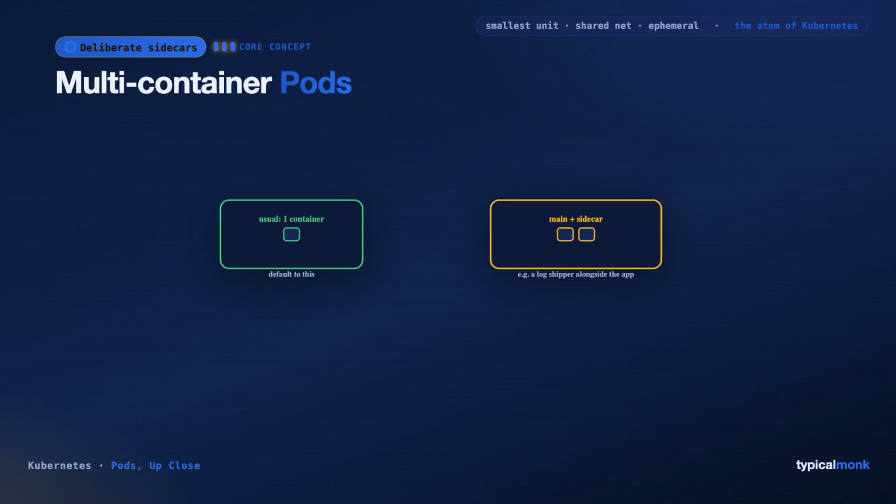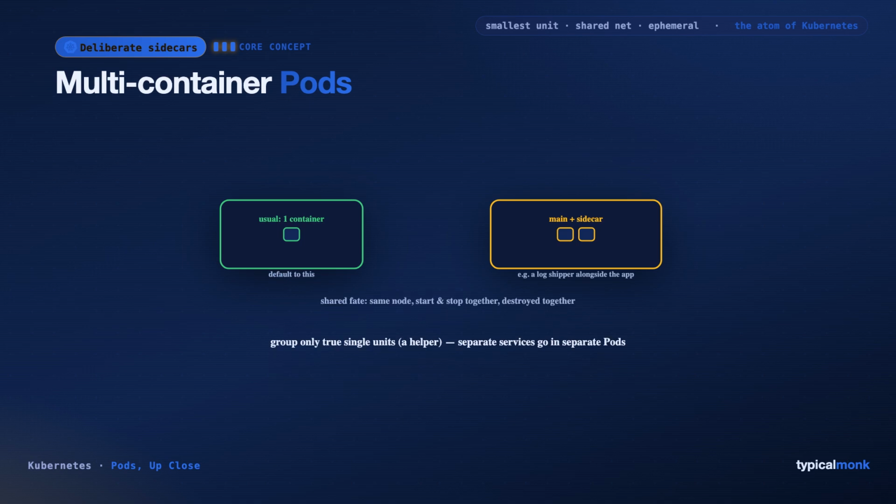Your main container runs the application. A second smaller sidecar container runs alongside it doing a supporting job, shipping the app's logs to a central system, say, or acting as a local proxy, or refreshing some data the app reads. The sidecar is not a separate service. It exists purely to help the main container, and it only makes sense to run right next to it. Putting them in one pod expresses exactly that: these belong together.